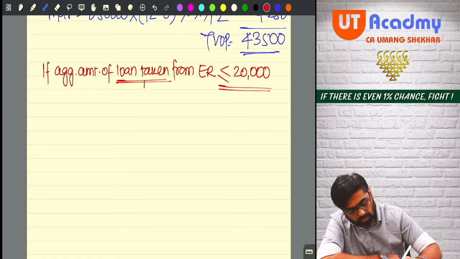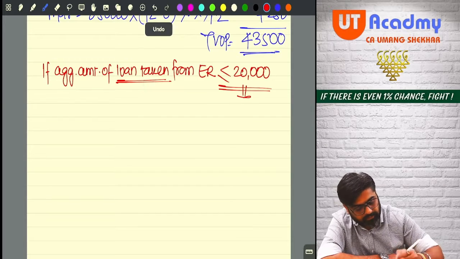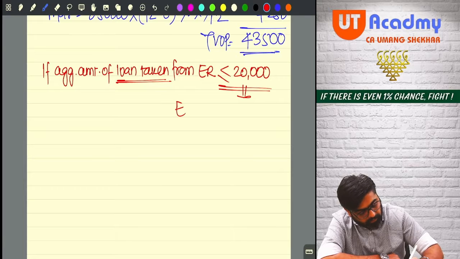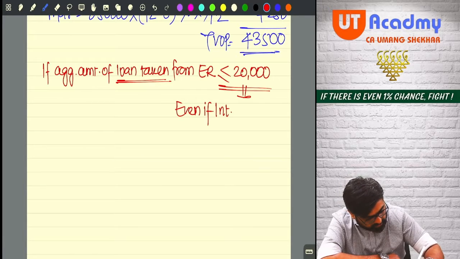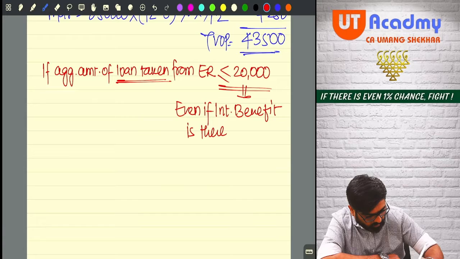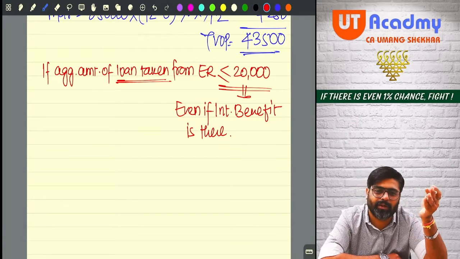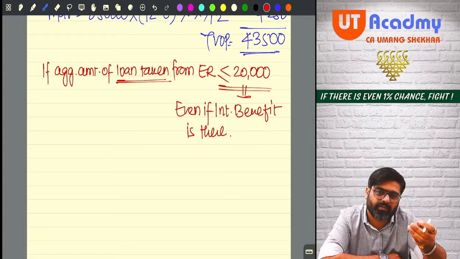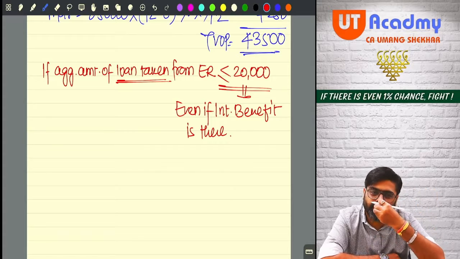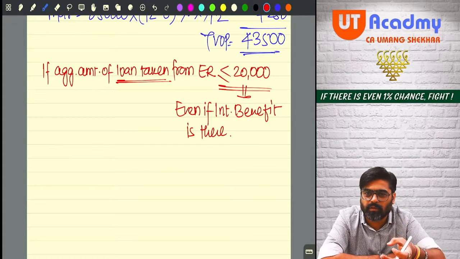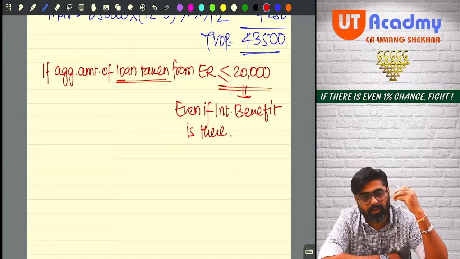So on this loan, which was 20,000 or less, even if interest benefit is there, still it will be a very small amount only, no? Just imagine the loan is only 20,000. So interest benefit on that loan will be peanuts. I must say it will be less than peanuts also.